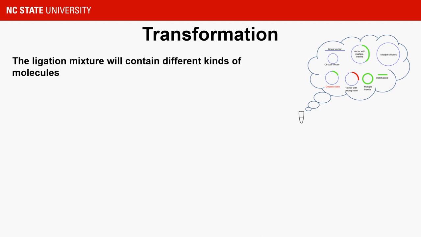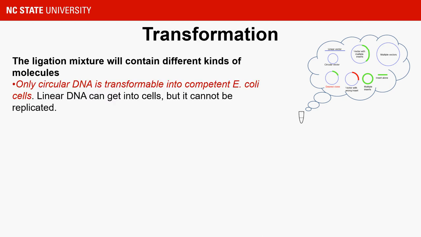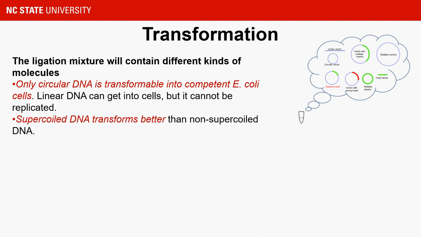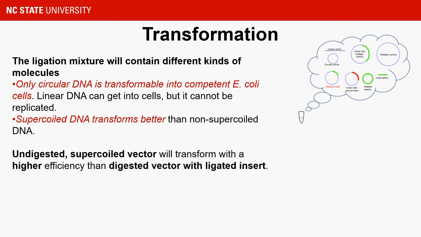The ligation mixture may contain different kinds of molecules. However, only the circular DNA is transformable into E. coli cells. The linear DNA can enter the cells, however, it cannot be replicated. Supercoiled DNA transforms better than non-supercoiled DNA due to its compact shape. Therefore, undigested supercoiled DNA vector will transform at a higher efficiency than digested vector with a ligated insert.